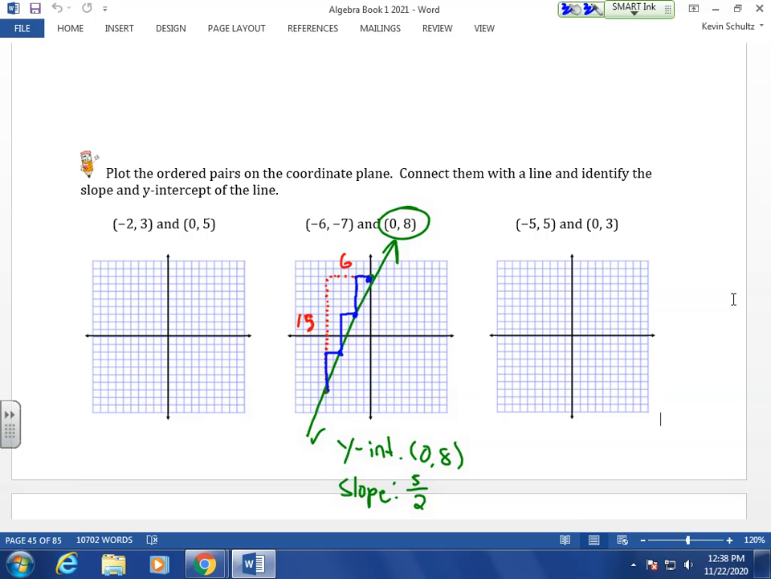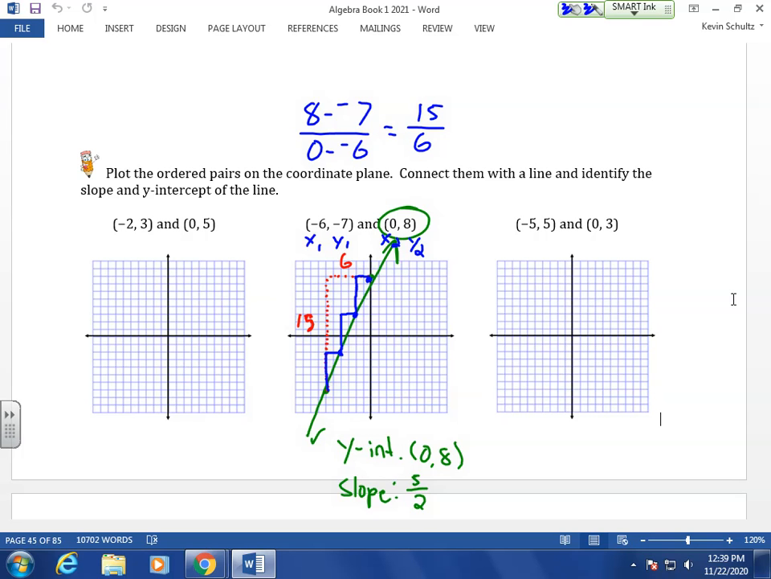You could, if you wanted to, check this slope by going back to our slope formula if that was something that you struggled with. Label them x1, y1, x2, y2, and plug them in. Y2 minus y1 over x2 minus x1. 8 plus 7 is 15. 0 plus 6 is 6. We get the same 15/6 or 5/2 that we got by counting. So multiple ways to get the answer there. Obviously counting is probably easier.